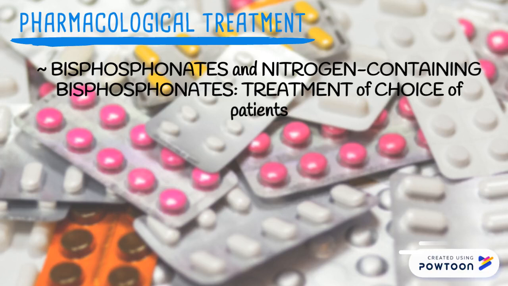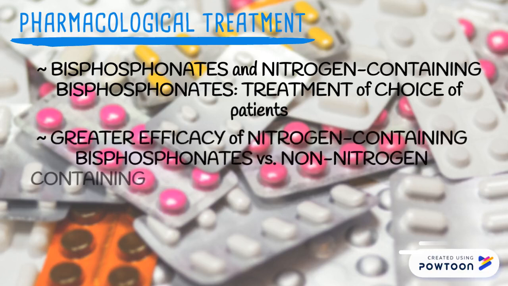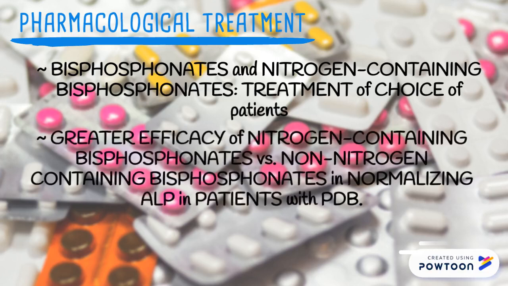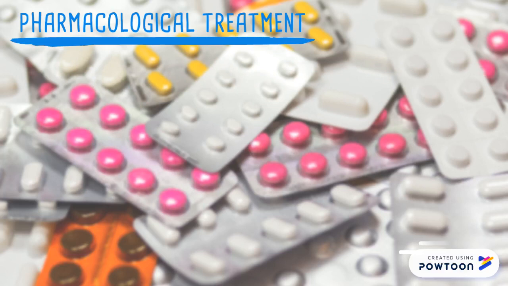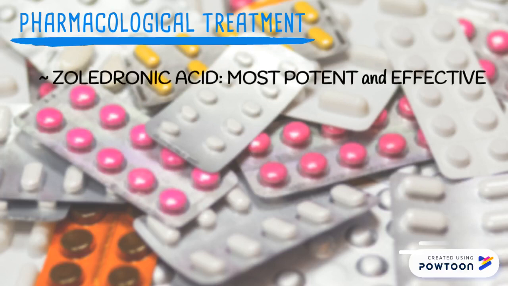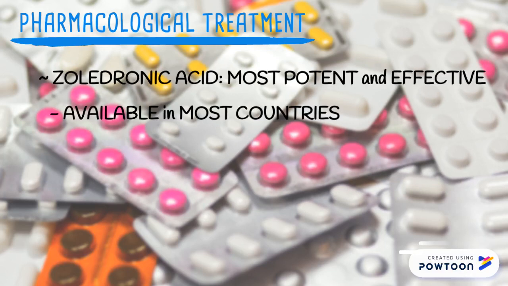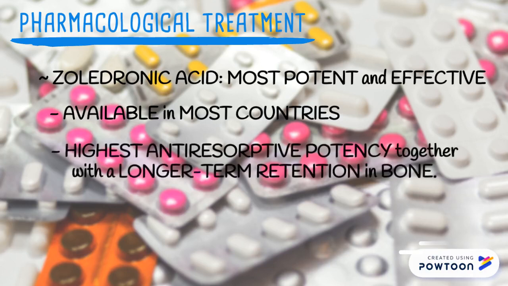A recent Cochrane review confirmed the greater efficacy of nitrogen-containing bisphosphonates versus non-nitrogen-containing bisphosphonates in normalizing ALP in patients with PDB. Zoledronic acid is actually the most potent and effective nitrogen-containing bisphosphonate. It is available in most countries for the treatment of the disorder. This compound shows the highest antiresorptive potency together with a longer-term retention in bone.